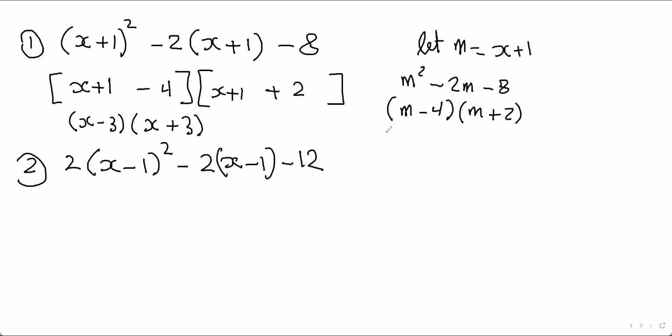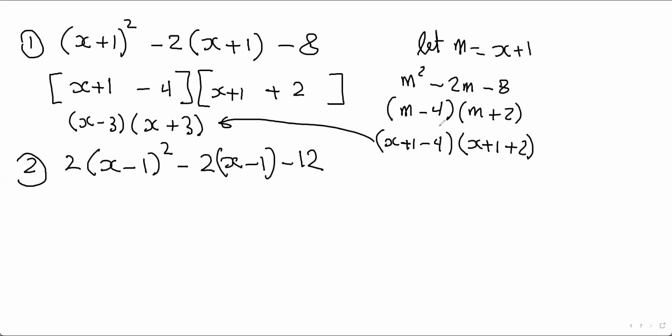If you want to finish this off right here, then you know the m is supposed to be x plus 1. So you just write x plus 1 minus 4 and x plus 1 for the m right here plus 2. And that's what that is. And it gives you this right here. So both ways, whichever way you're more comfortable with, go for it and do it.